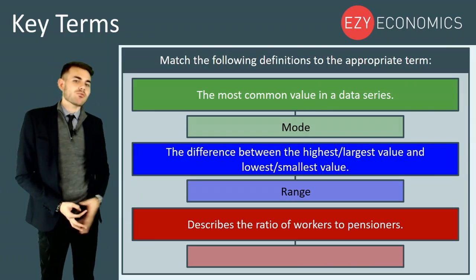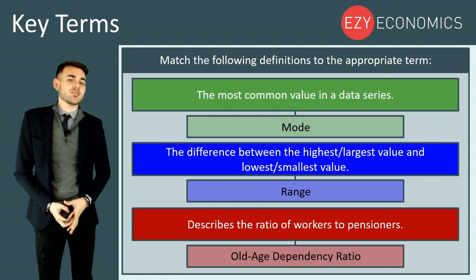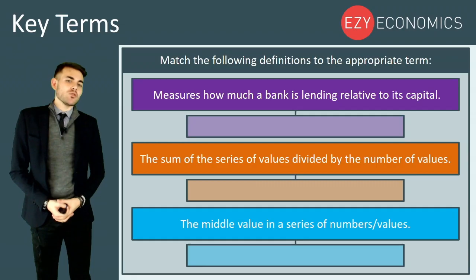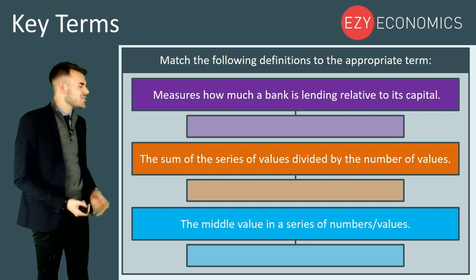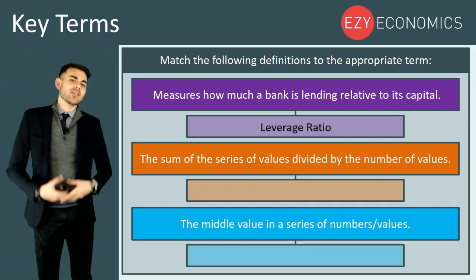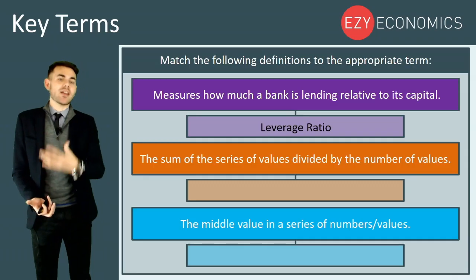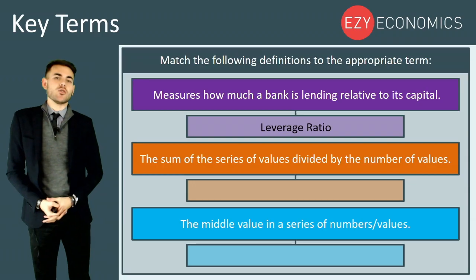Then we have describes the ratio of workers to pensioners. Well, this is a specific form of the dependency ratio, the old age dependency ratio. Moving on to the next 3 terms then, measures how much a bank is lending relative to its capital. That is the leverage ratio, and it's a good sign of whether the bank is being too reckless relative to the buffer they have available to cover losses they may make on loans.